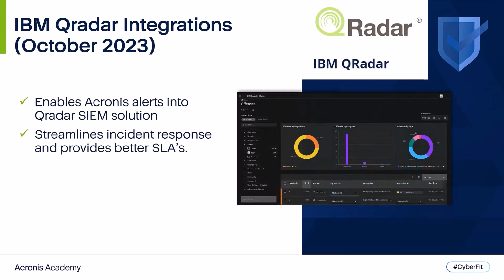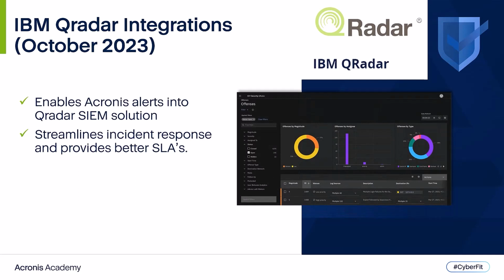This offers integrated products for endpoint security, EDR, XDR, and MDR, log management, ESIEM, and SOAR, all with a common user interface. The integration with IBM QRadar enables service providers to track Acronis alerts in their SIEM solution, in addition to alerts and incidents coming from other vendors. This streamlines incident response and ensures better service level agreements for the MSP.